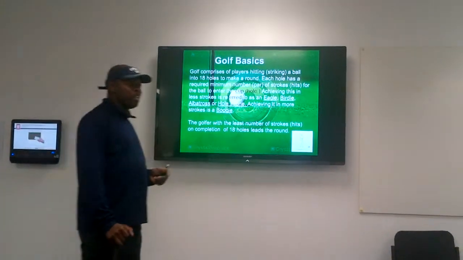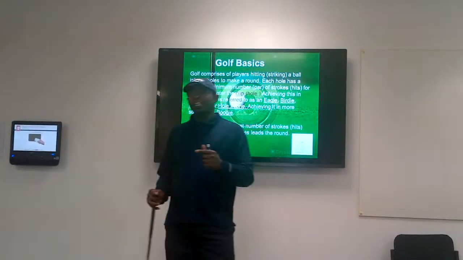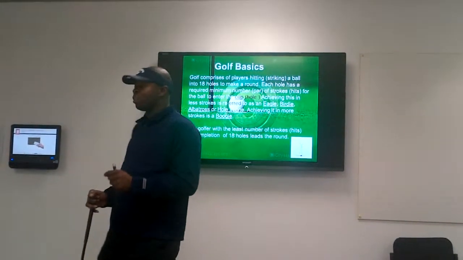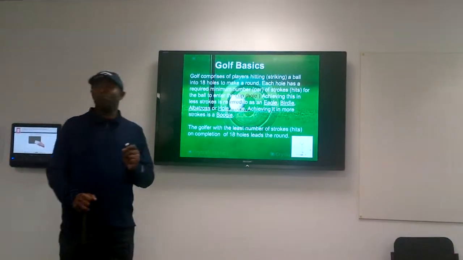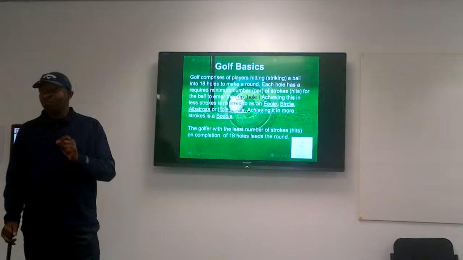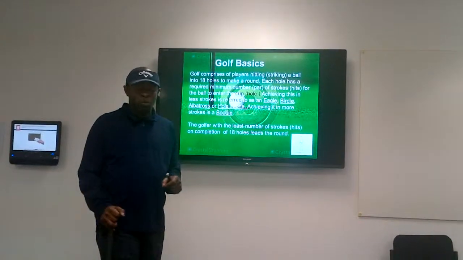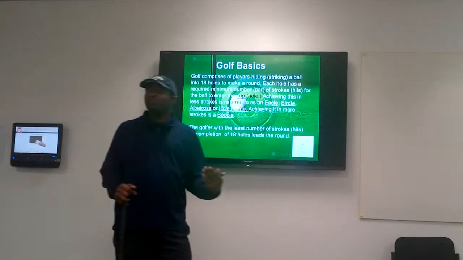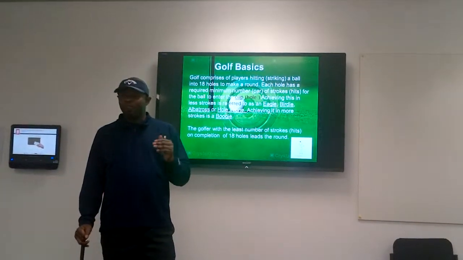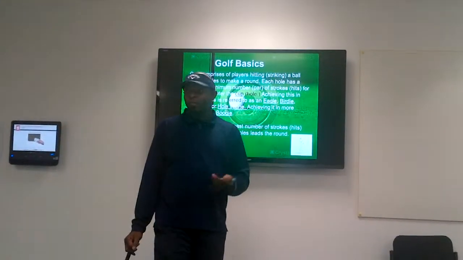Now, the basics of the game. Golf comprises players trying to hit a ball into 18 holes. Each hole has a minimum required number of hits, which is known as strokes in golf, with which you're supposed to hit the ball into the hole. So if a hole requires 5 minimum strokes, if you do it in 5, it's called a par. Anything below that is below par, above that is above par.